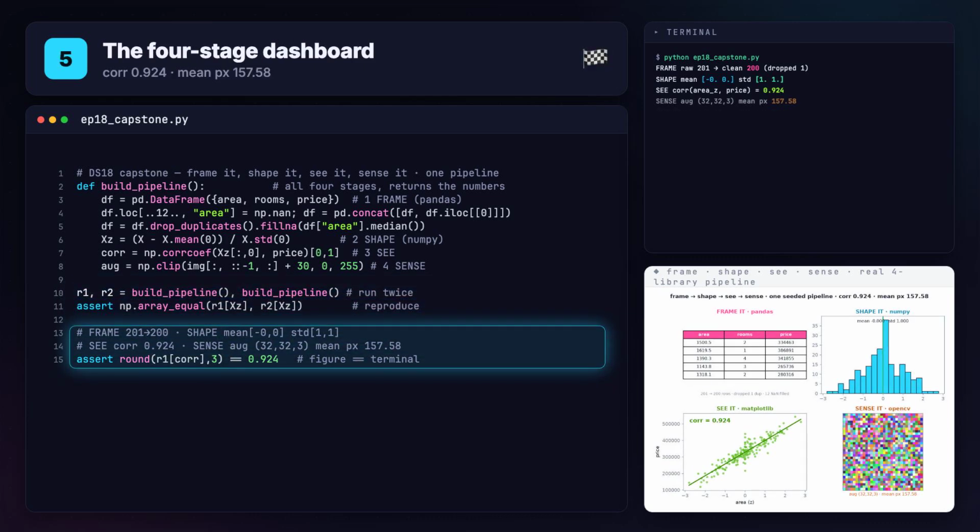Read the terminal. 201 rows down to 200. Feature mean negative 0 and 0, std 1 and 1. Correlation 0.924. Augmented batch 32 by 32 by 3. Mean pixel 157.58. Reproduces: run 1 equals run 2.